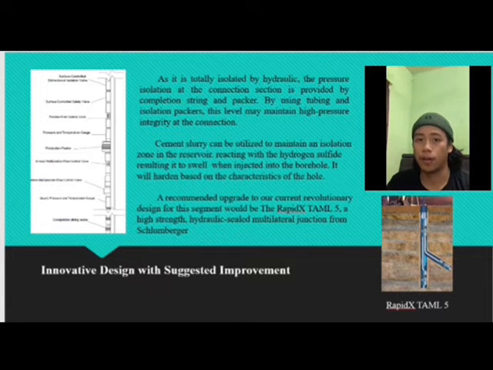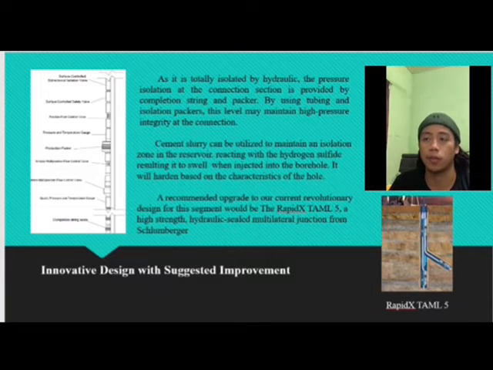The recommended upgrade to our current design for this segment will be the Rapid X TML5, a high-strength hydraulic-sealed multilateral junction from Schlumberger. This innovative technique has proven to be a dependable method of gaining access to oil and gas reserves. The Rapid X TML5 provides maximum reservoir contact, faster time to production, and greater flexibility with reduced expenditure.